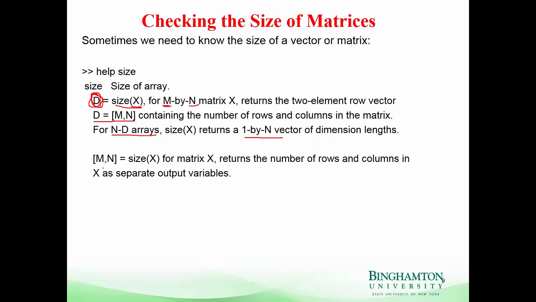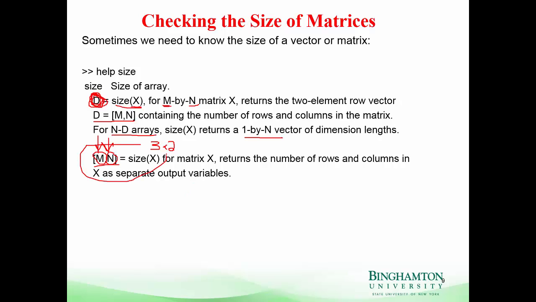A common way of doing this for a matrix, instead of just putting d there, is that we often want the elements separate, so we can literally assign it to [m, n]. Now, instead of assigning it to a vector, it assigns it to 2 different scalars. So if X were a 3 by 2, the variable m would be assigned the value of 3, and the variable n would have the value of 2 assigned to it.